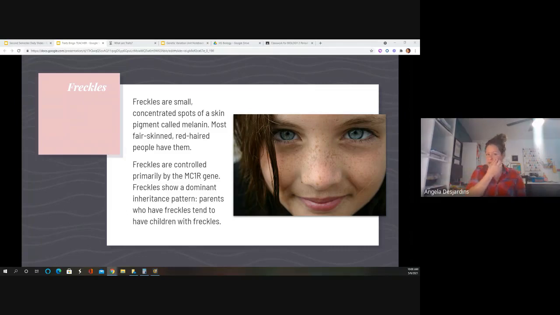A freckle is a little concentrated area where your body is producing more melanin, your pigment, than in other places. So you just get these little pockets where it's overdoing it. And that's what a freckle is.